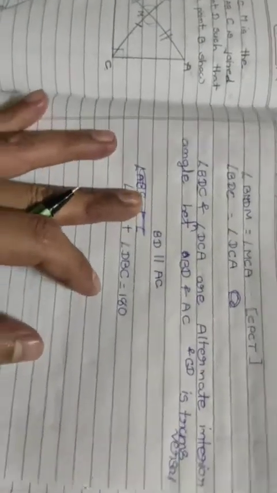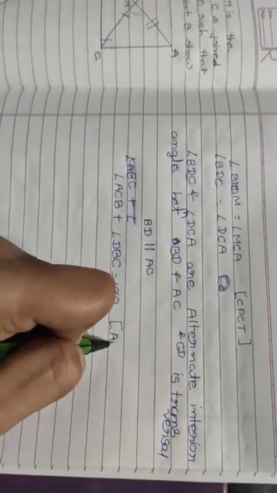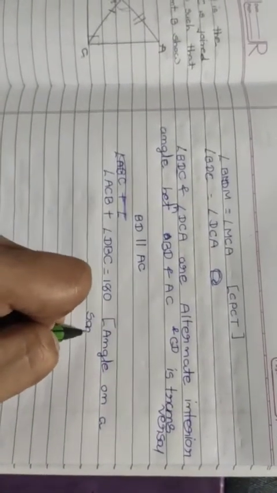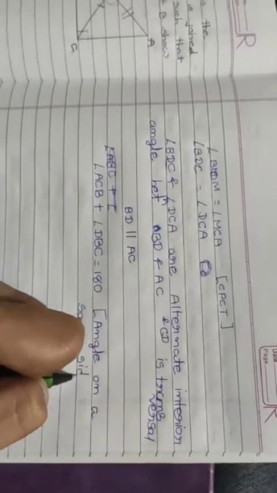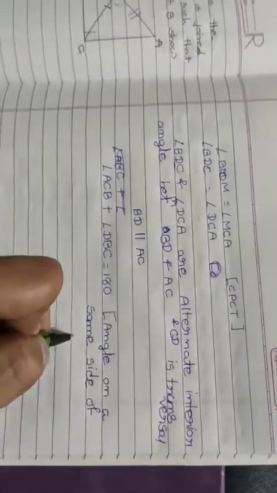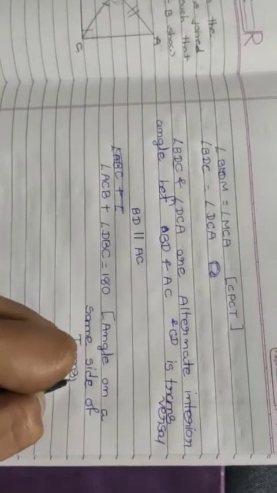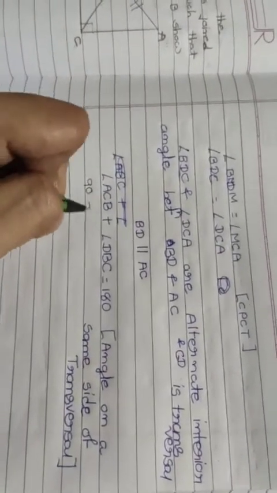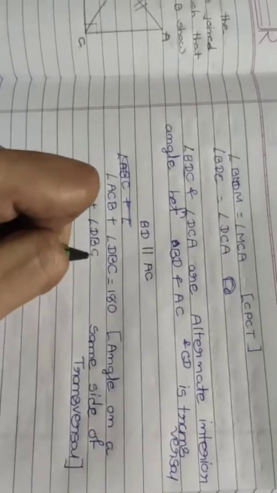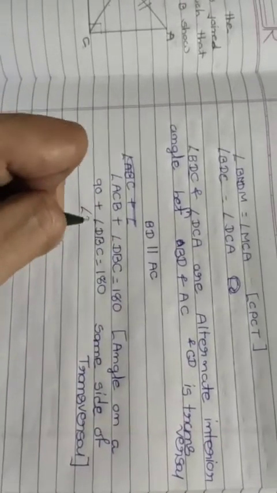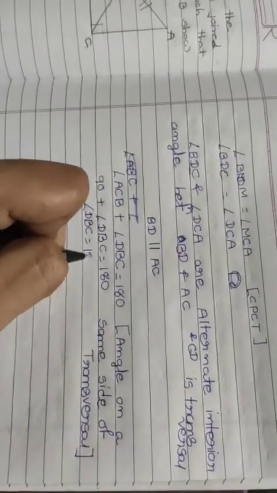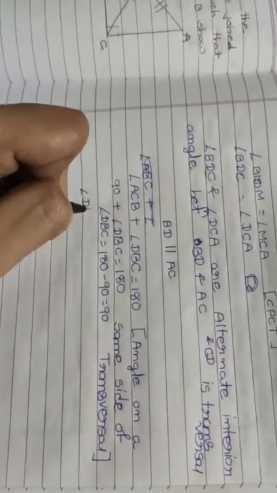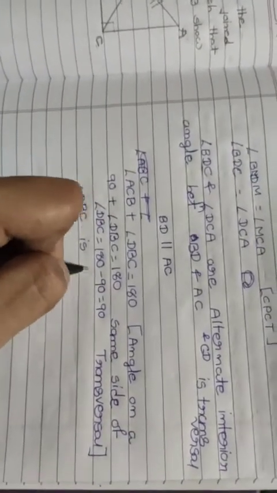So angles on the same side of the transversal, the total is 180. That means we know that ACB is equal to 90. That means DBC also has to be 90. So angle DBC is equal to 180 minus 90, that is equal to 90. That means DBC is also a right angle, right?